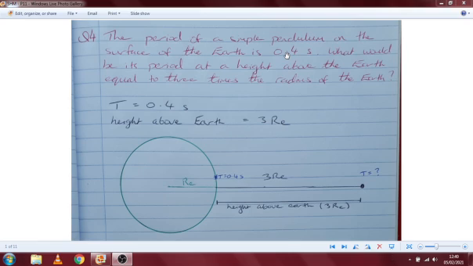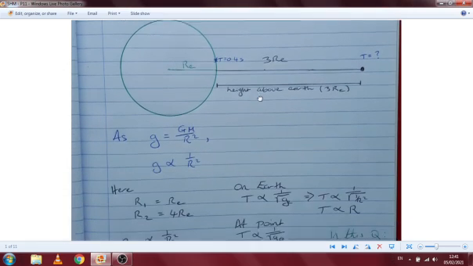The period, we're told T is 0.4 seconds. The height above the Earth is 3 radiuses. So we have 1 radius to get to the surface of the Earth, and then we have 3 radiuses above it. You'd easily just take the height as 3 times the radius, but it's actually 4, because it's 1, 2, 3, 4. It's 4 radiuses: 3 radiuses above, and 1 radius in the first place.